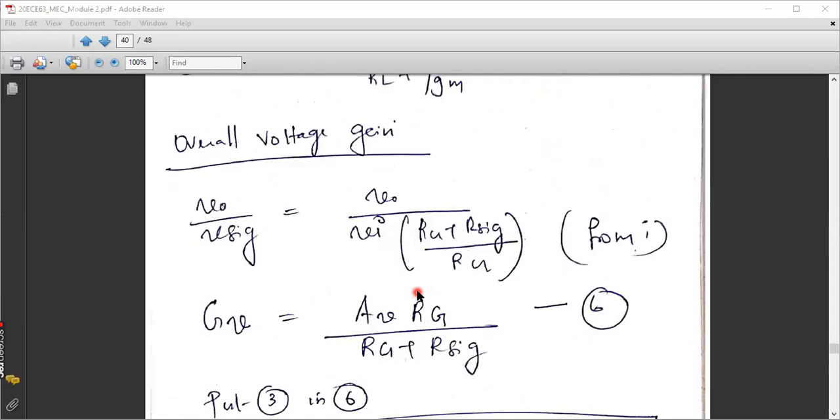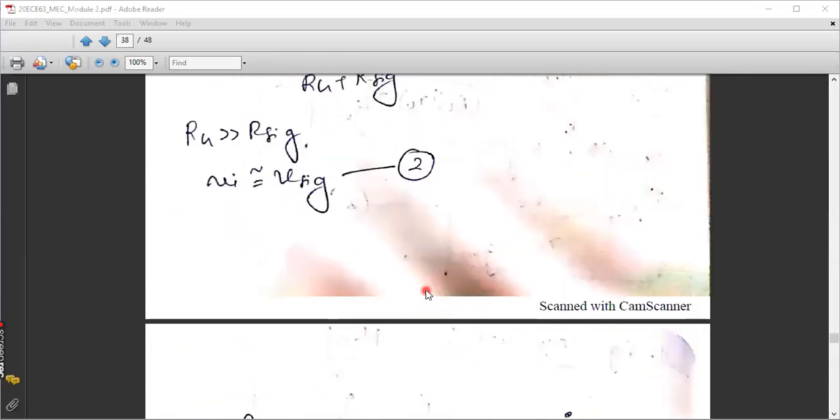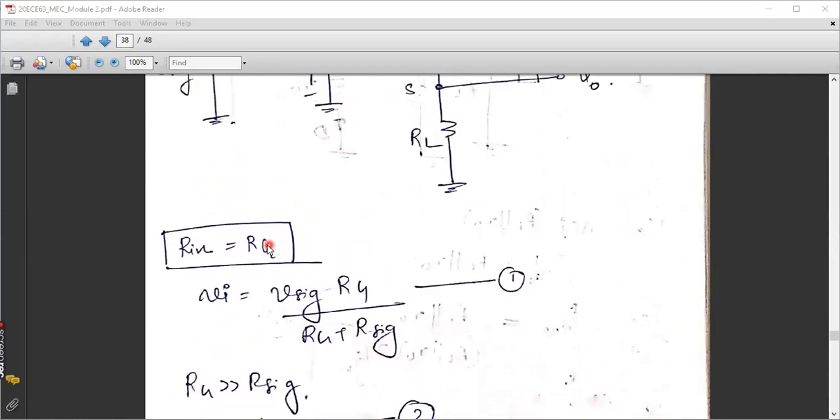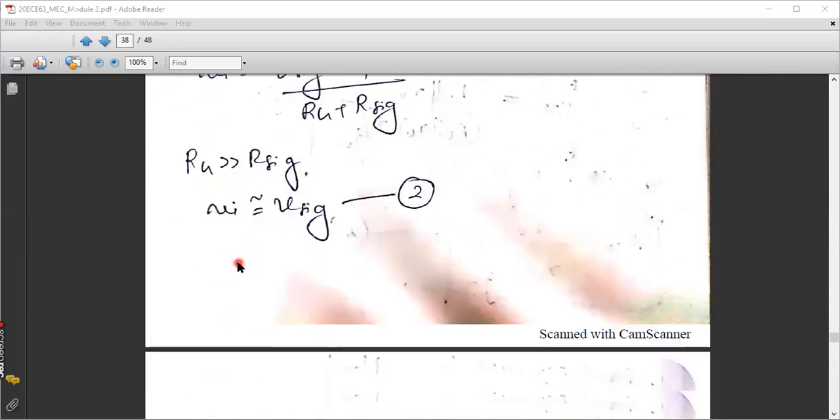Now, but the input impedance, what about the input resistance? Input resistance here is Rg, which is equivalent to your common source, whereas in common gate, it was 1 by Gm, that was very small. So input resistance of a common gate amplifier is very less, whereas for a common source and for a source follower, it is high.